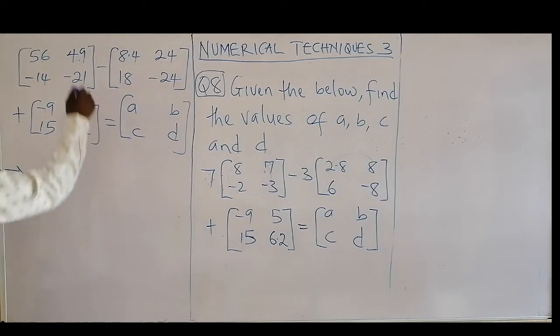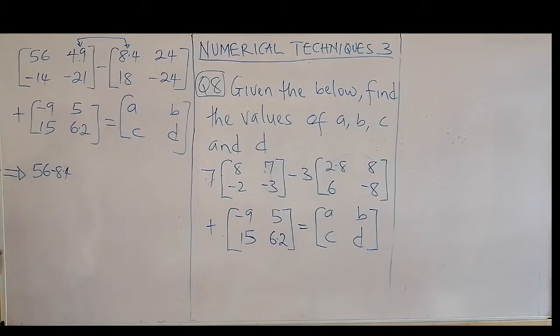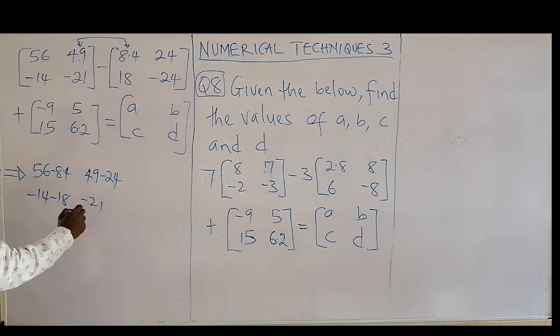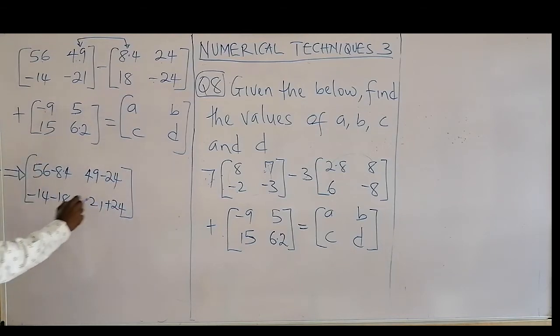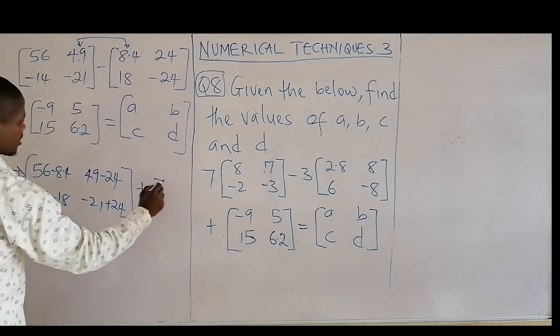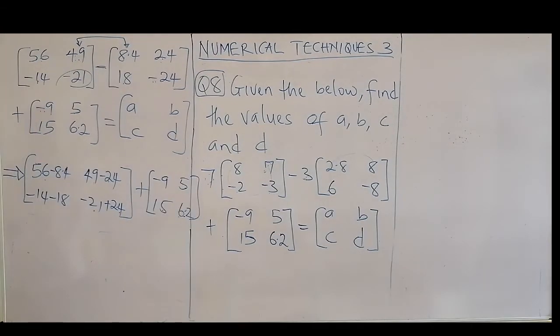So what we can do now, let's combine these two first together. Which will become 56 minus 8.4, and then 49 minus 24, and then minus 14 minus 18, minus 21 minus, which becomes plus 24, and then plus the last one here, minus 9, 5, 15, 6.2.